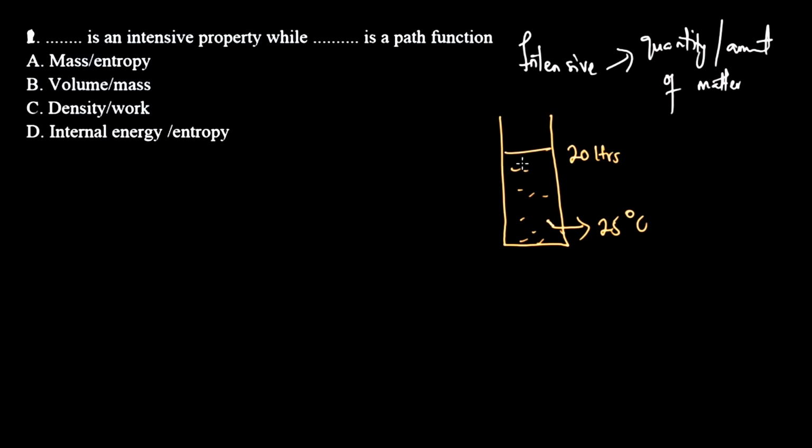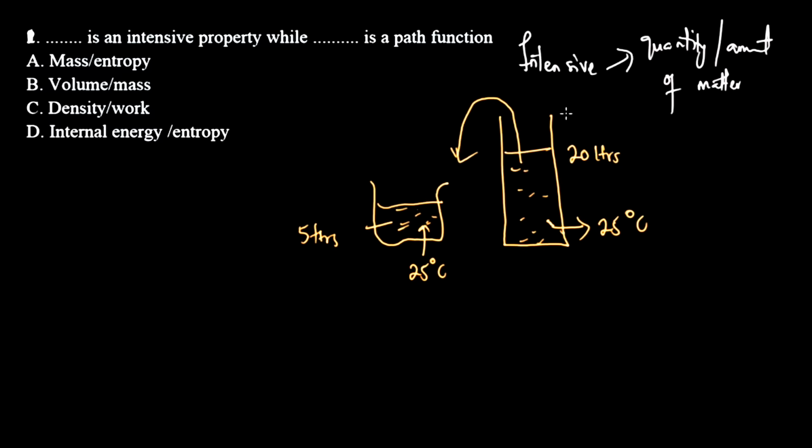So if you transport some of the water from this cup into another cup, let's say we pour just 5 liters of this water here into this here, the temperature is still going to remain as 25 degrees Celsius. So it does not depend on the amount of matter in the system. However, we also have extensive properties. Basically extensive properties, they depend on the quantity of matter in the system, and a good example is mass.